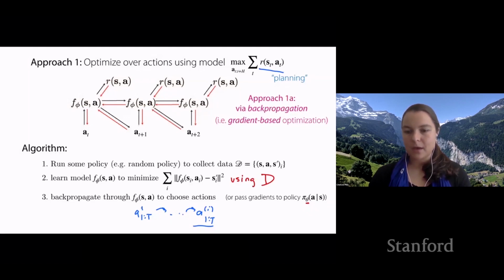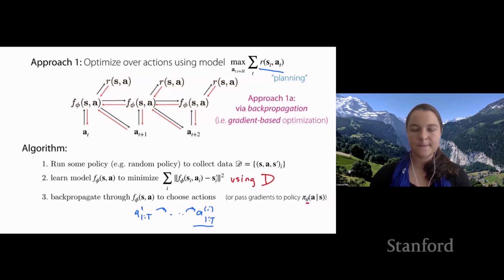Okay. Asking, does it require a continuous action space for backpropagation to work? The short answer is yes, although there are also gradient estimators that can approximate gradients through discrete things. This includes things like the straight through estimator, Gumbel softmax, etc.